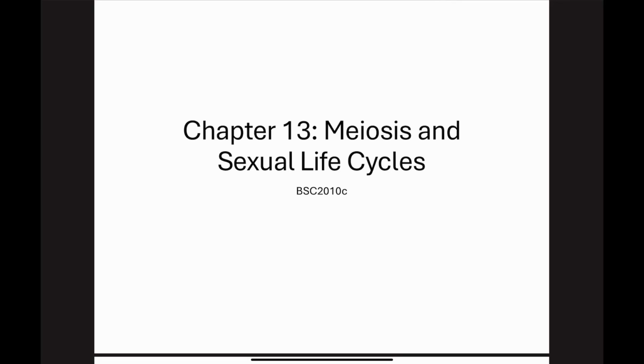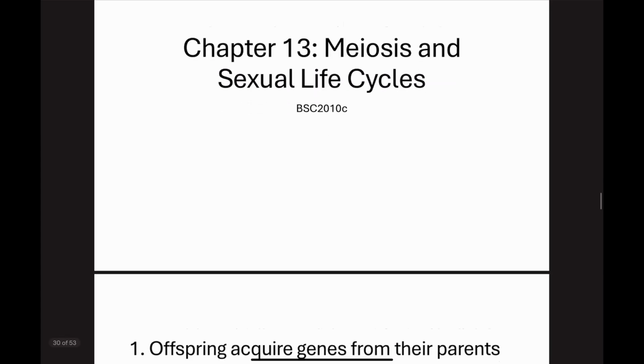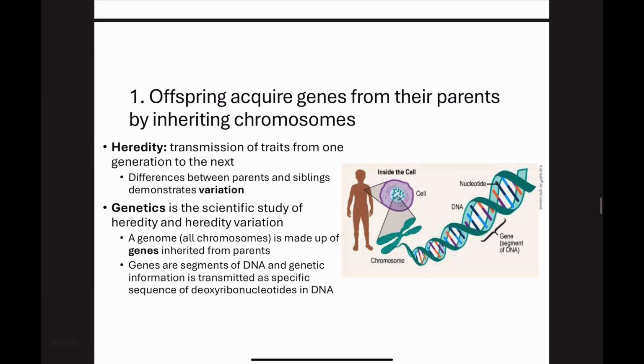Hey guys, so in this video we're going to be going over meiosis and sexual life cycles. So we know that living organisms are distinguished by the ability to reproduce our own kind. And offspring can resemble their parents more than they resemble less closely related individuals of the same species. When we have the transmission of traits from one generation to the next, it is called heredity.